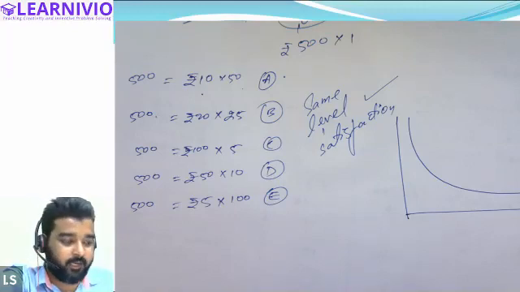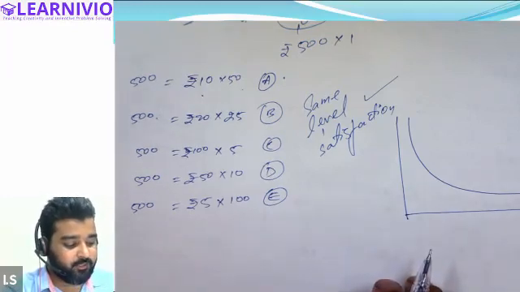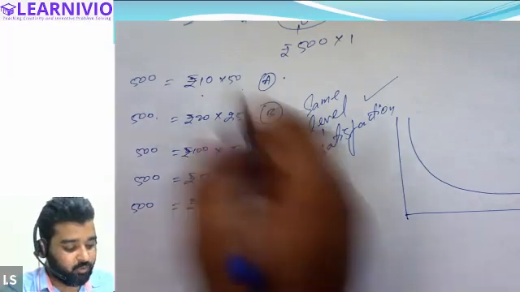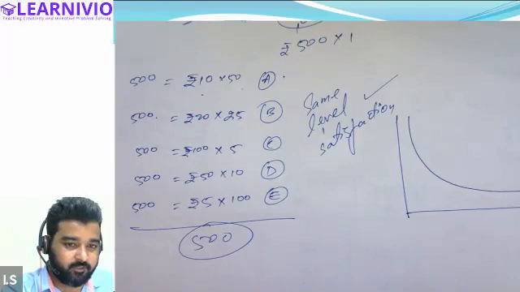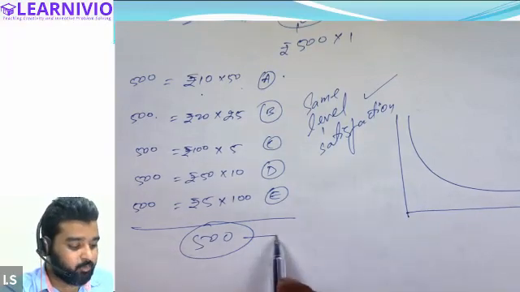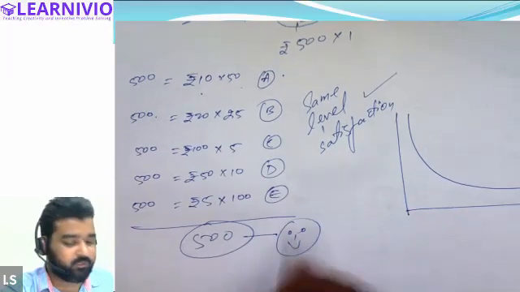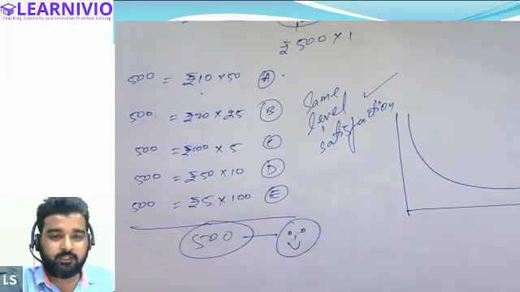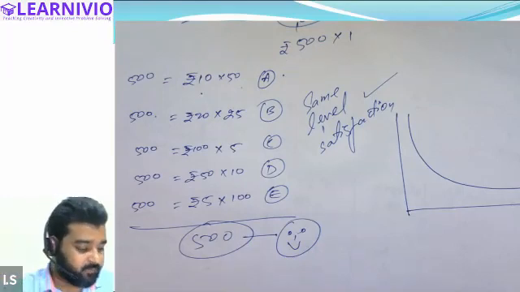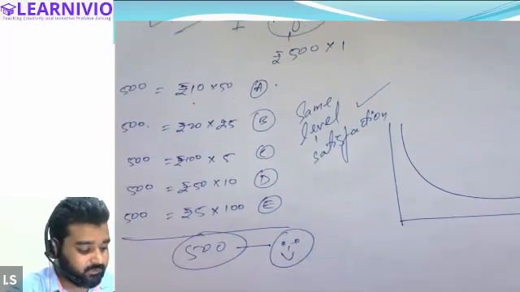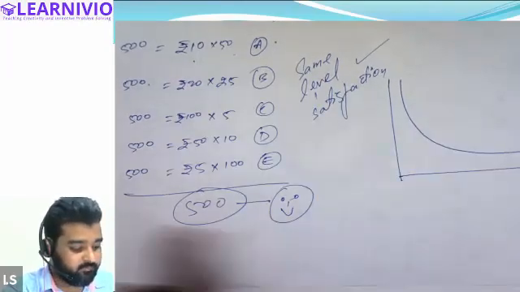We are basically talking about how much monetary value he's going to receive in any combination. He will have the same monetary value in every combination, that is 500. That basically means if he's getting the same monetary value in every combination, he is going to receive an equal amount of satisfaction in every combination, either A, B, C, D or E. Is it clear? Yes, sir. So the satisfaction that he is going to receive in every combination will remain the same.